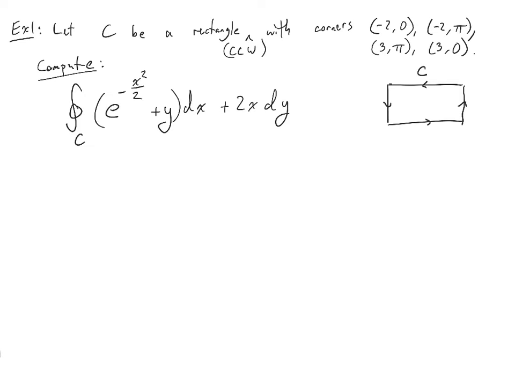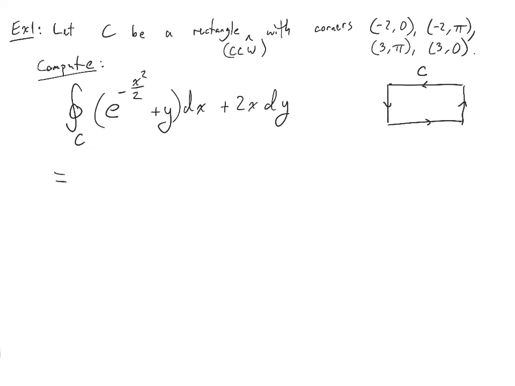As my default orientation. And what I want to do is compute this integral: the integral over the closed curve C of e to the minus x squared over 2 plus y dx plus 2x dy. So what I would first do to make sense of this is unpack this way of representing the integral into a flow along a curve integral, into a line integral.